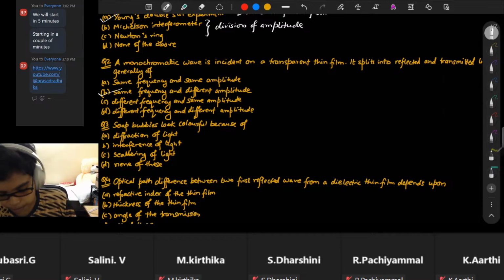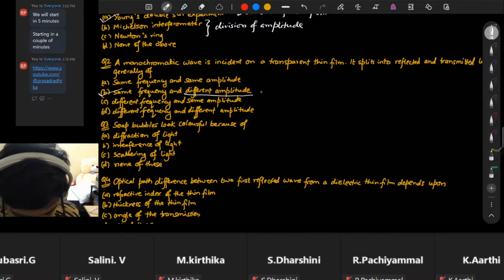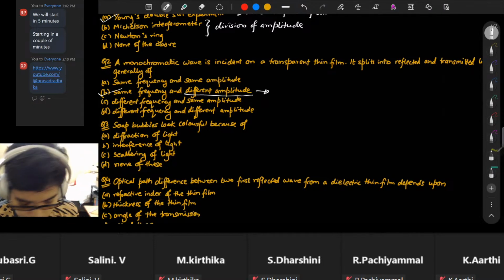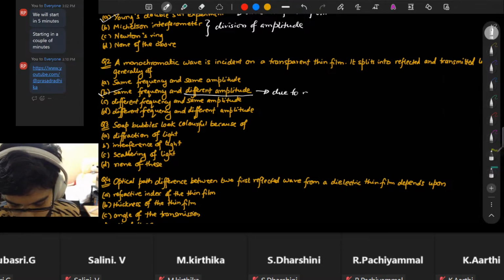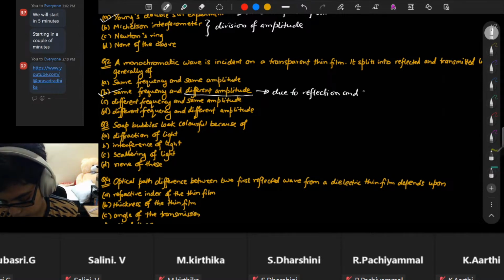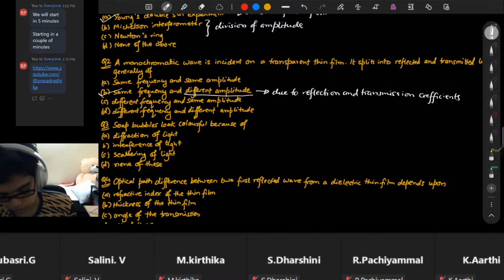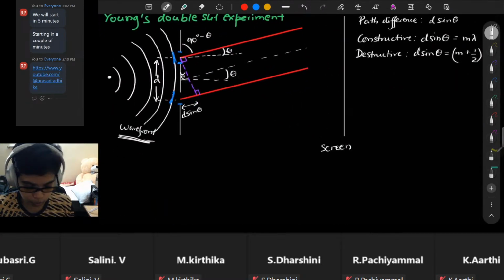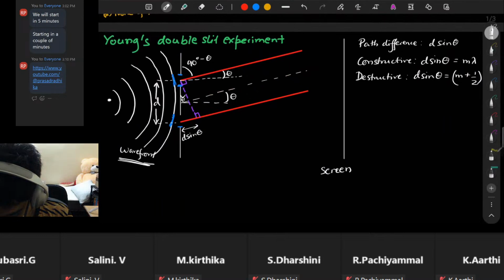And different amplitude will be there because of different reflection and transmission coefficients. So this is due to reflection and transmission coefficients. So let me write down again. I don't have much space here. Let me go to a new page. Okay, so this one was for question 1.